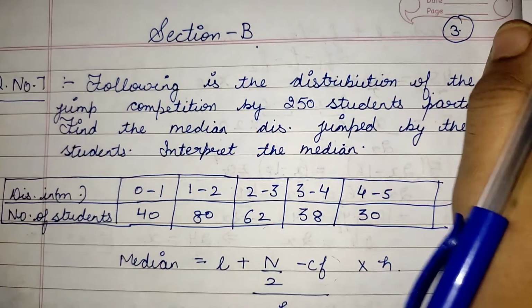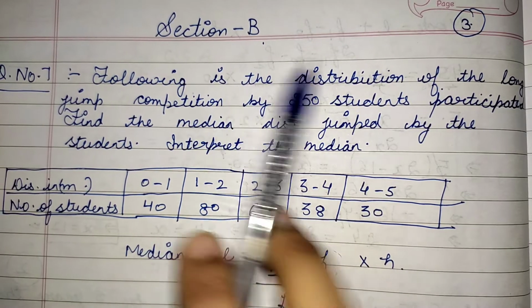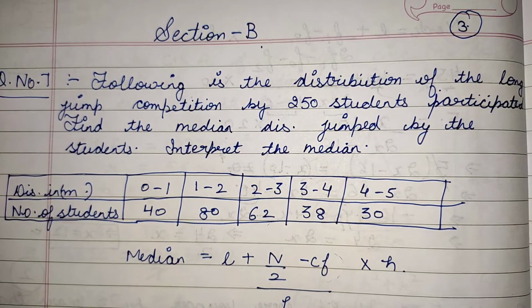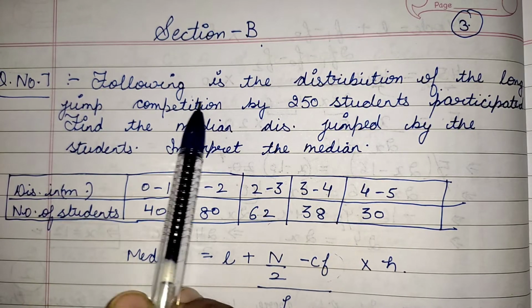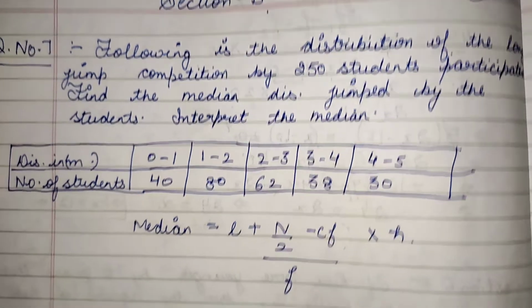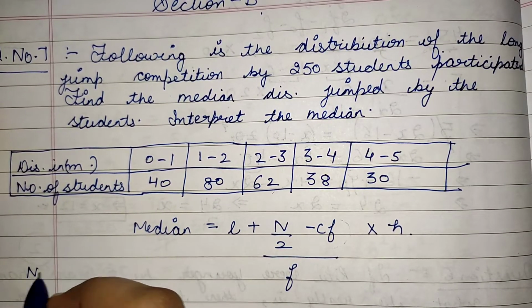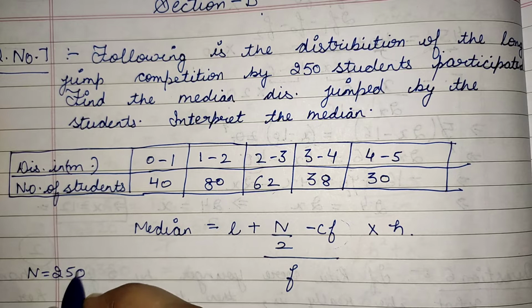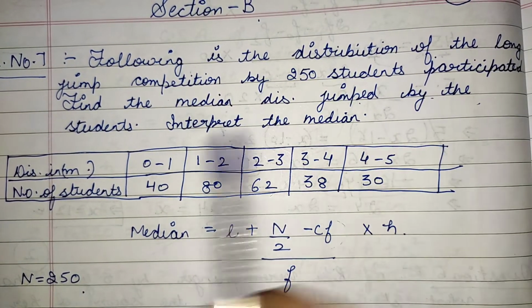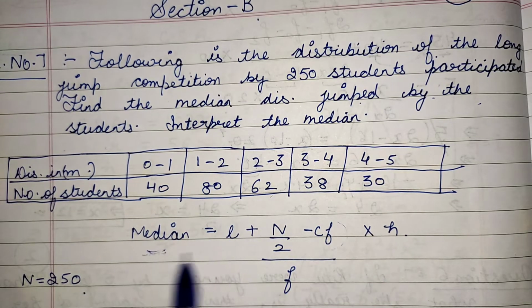Okay, now let us start with section B, and in this section B all questions are of 3 marks, right? So the very first question says that the following is the distribution of the long jump competition by 250 students. So the value of n is given to us, equal to 250. Find the median distance jumped by the students. So we have to find the median.